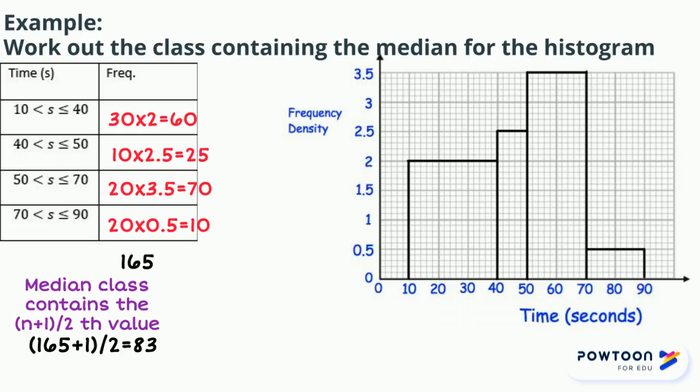Next, we look at our cumulative frequency. So our first interval will just contain the first 60. That isn't including our 83rd one. So we need to look at the next one. Out of 25, we get 85. Because we've passed 83, we know that the median class will be in the 40 to 50 range.